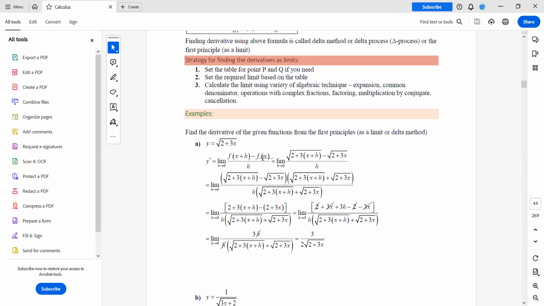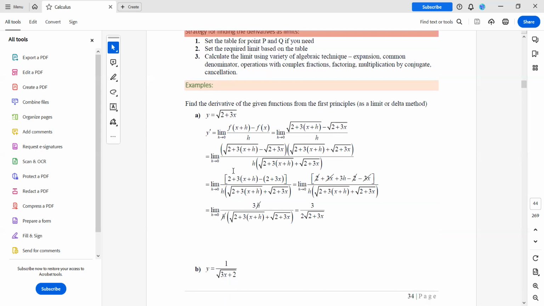Then f of x plus h. Now, this is f of x, right? So what I'm going to do is the square root of 2 plus 3, open bracket, so I replace this x with x plus h, which is what I have here, over h, right? So I'm going to multiply it by the conjugate, right? I said something about the conjugate. You multiply by the opposite of the sign you have. So I'm going to multiply both the numerator and the denominator by plus the square root of 2 plus 3 open bracket x plus h, plus the square root of 2 plus 3x, at both the numerator and the denominator, right?